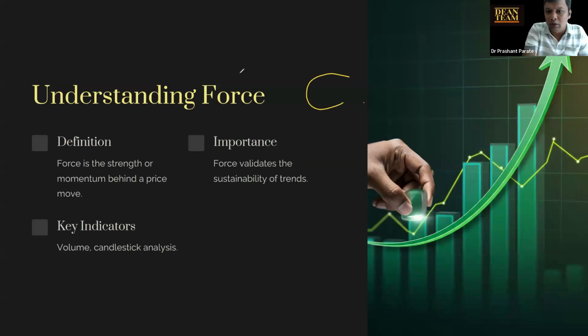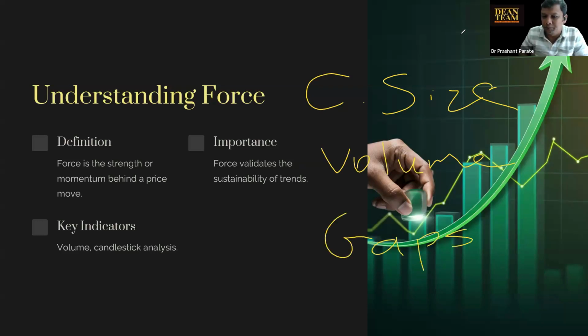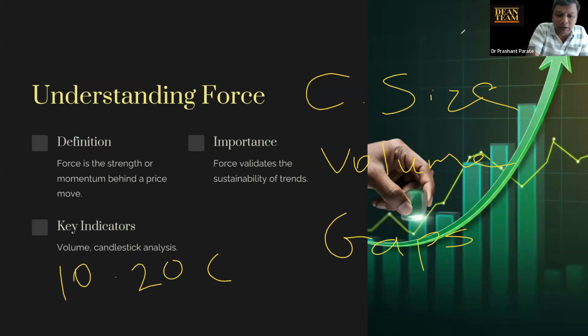Okay, candle size and volume. Are there any visible or invisible gaps seen? Gaps, okay. So how will you see the bullish force? Candles are larger than the previous average size. Previous average size means what? The last 10 to 20 candles. So the last 10 to 20 candles' average size.